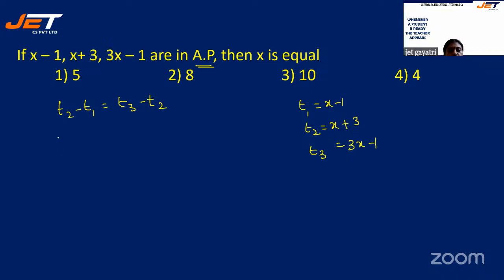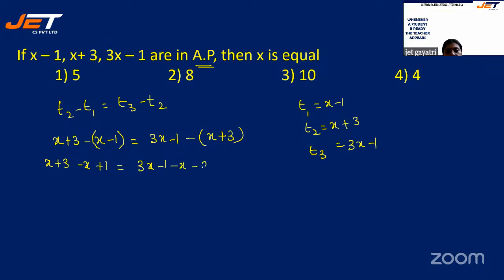You don't have to check. What is T2? x plus 3 minus, what is T1? Minus of x minus 1. What is T3? 3x minus 1 minus of T2, which is x plus 3. Just check. T2, x plus 3, minus T1, x minus 1, is equal to T3, 3x minus 1, minus T2, x plus 3. Okay, x plus 3 minus x plus 1 is equal to 3x minus 1 minus x minus 3.